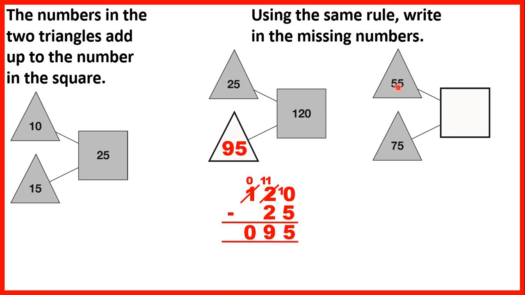So now we have 55, 75, and this time it's the square that's missing. Well, if we look back to our rule, the numbers in the two triangles add up to the number in the square. So to get our square, we need to add what's in the two triangles. And we can see from the example, we have 25 in the square because 10 plus 15 is 25. So we can add using column addition, and that gives us 130 as our missing number.